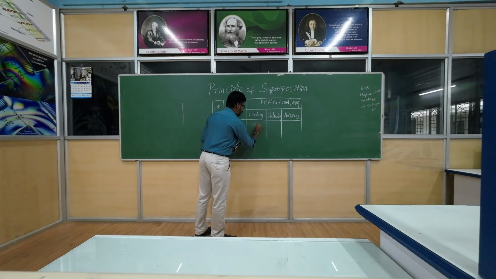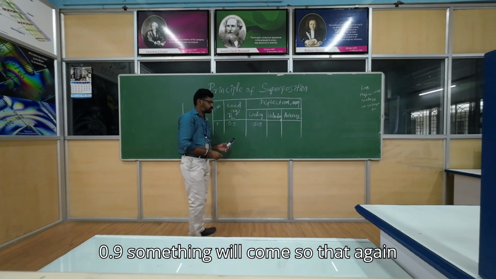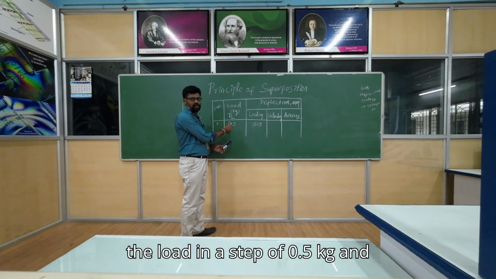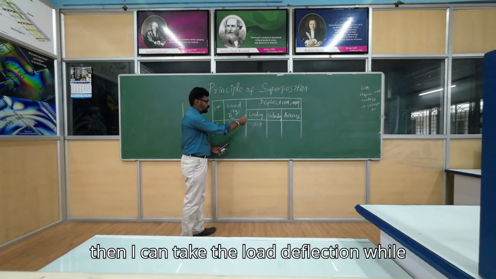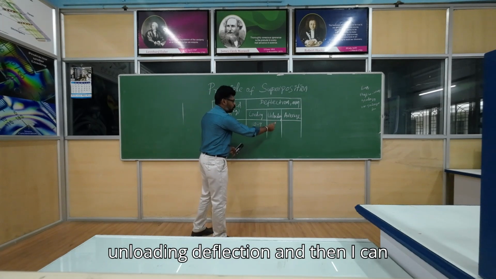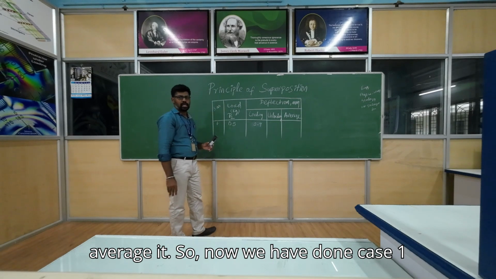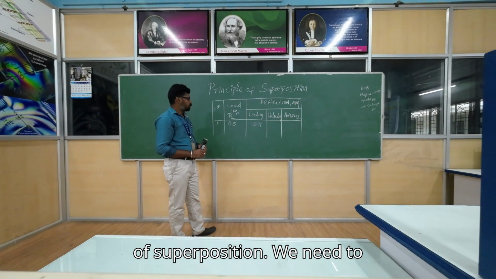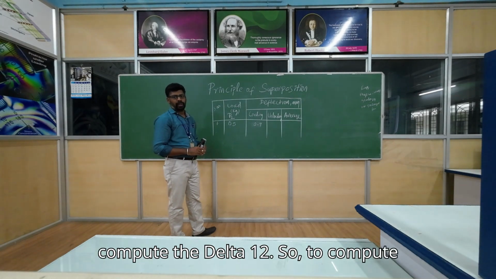Say point 9, something will come. So that again I have to do the steps. I can increase the load in a step of 0.5 kg, and then I can take the load deflection. While removing the load, I can also take the unloading deflection, and then I can average it. So now we have done case 1 and case 2. Now to prove the principle of superposition, we need to compute the delta 1, 2.